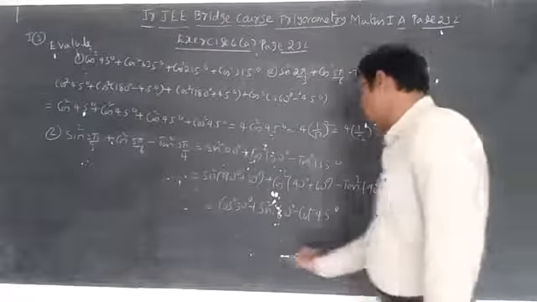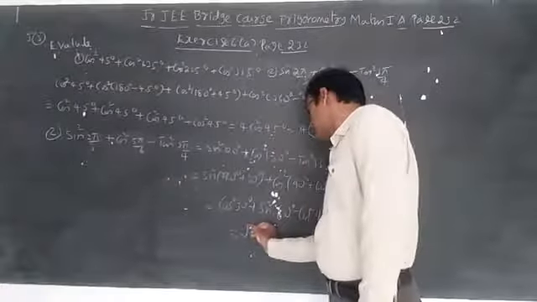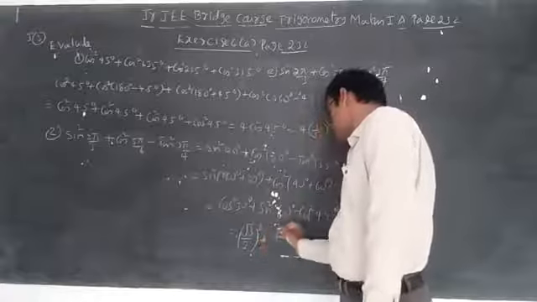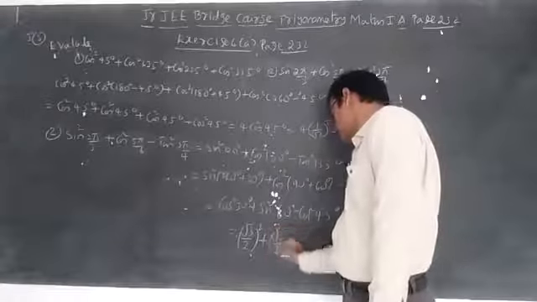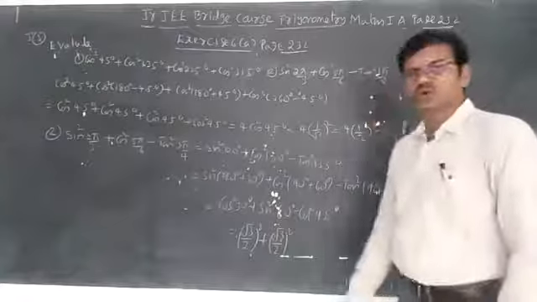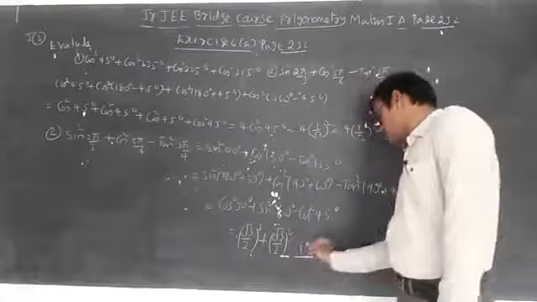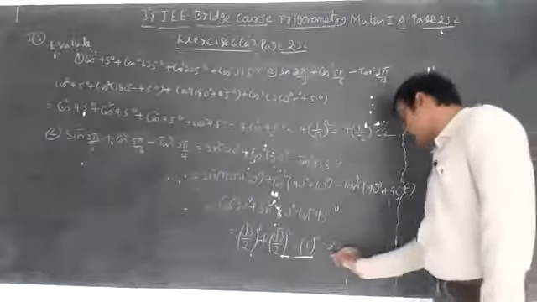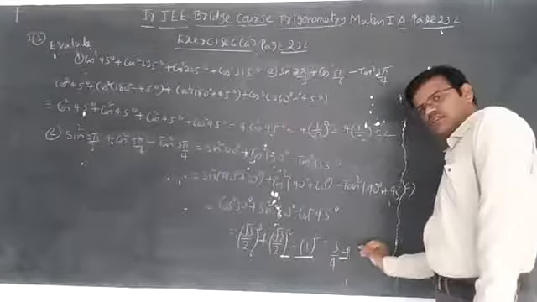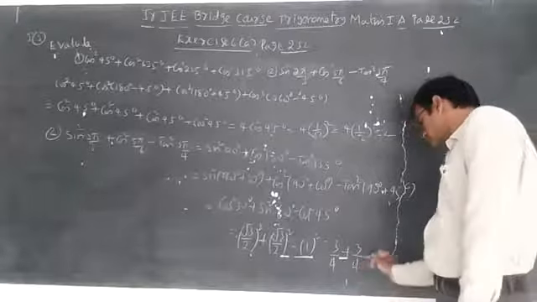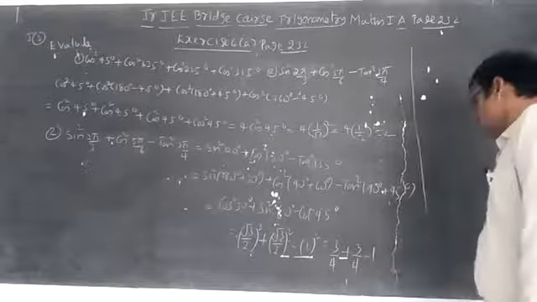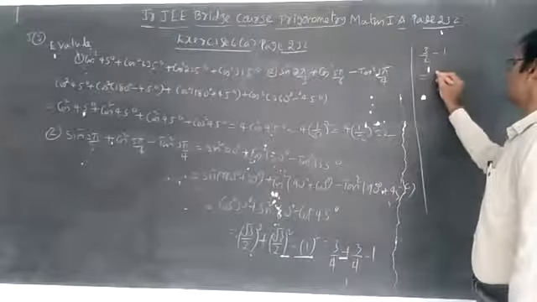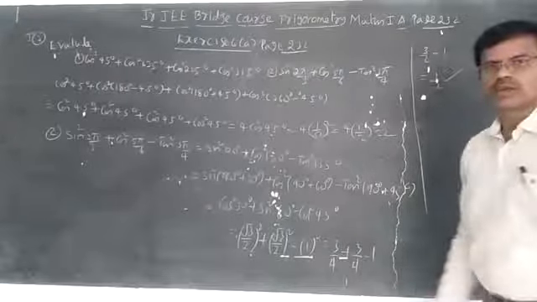Cos square 30, students, cos 30 value is root 3 by 2, so root 3 by 2 whole square, plus sin 30 value, sin 60 is also root 3 by 2. This is also root 3 by 2 whole square minus 1 by 1 whole square. Root 3 by 2 whole square is 3 by 4, plus once again 3 by 4 minus 1. So 3 by 4 plus 3 by 4 minus 1. We can get the value 1 by 2.